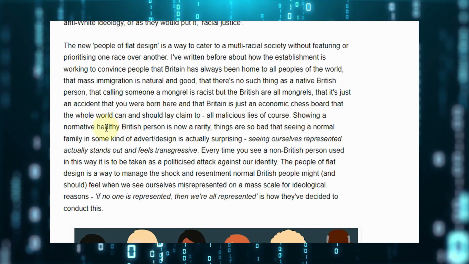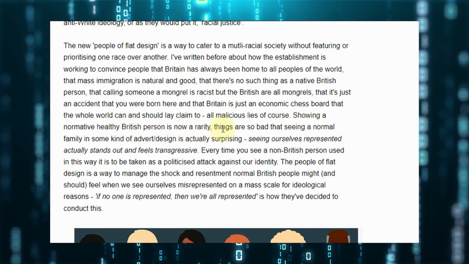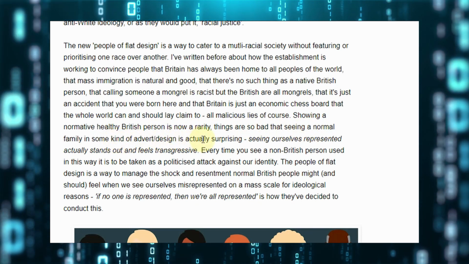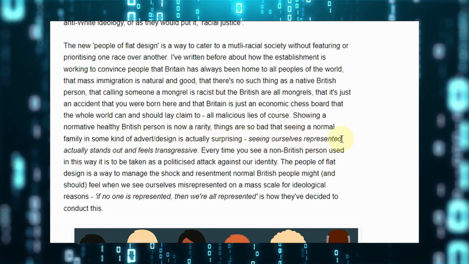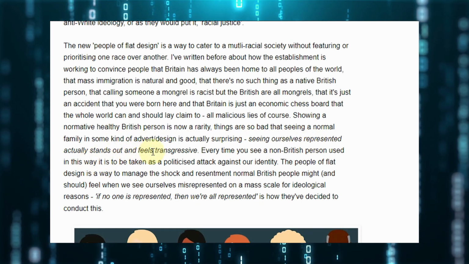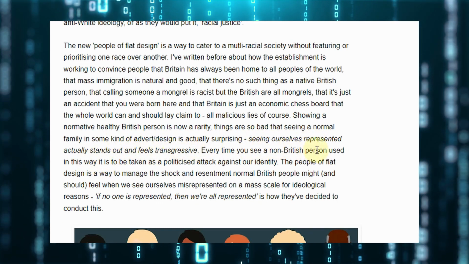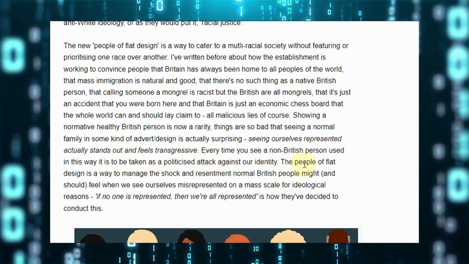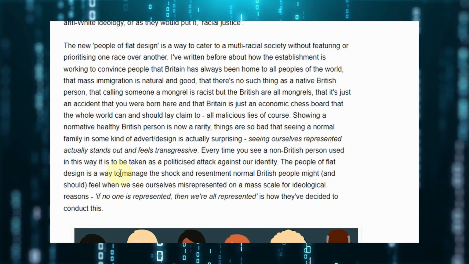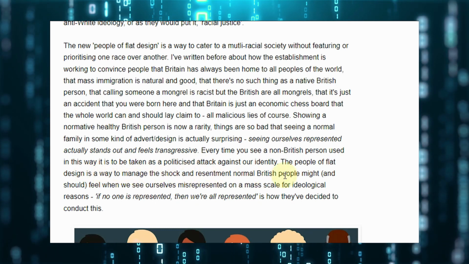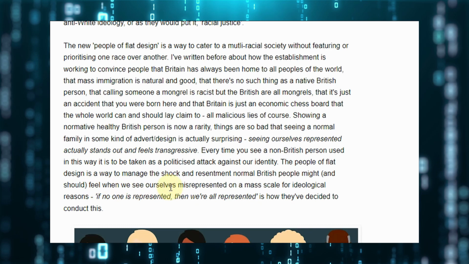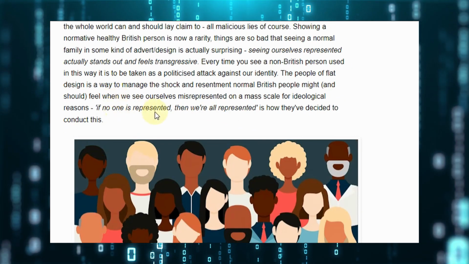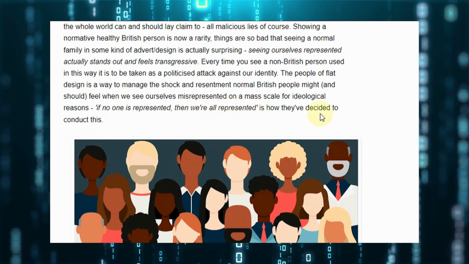Showing a normative, healthy British person is now a rarity. Things are so bad that seeing a normal family in some kind of advert design is actually surprising. Seeing ourselves represented actually stands out and feels transgressive. Every time you see a non-British person used in this way, it is to be taken as a politicized attack against our identity. The people of the flat design is a way to manage the shock and resentment normal British people might and should feel when we see ourselves misrepresented on a mass scale for ideological reasons. If no one is represented, then we're all represented, is how they decided to conduct this.